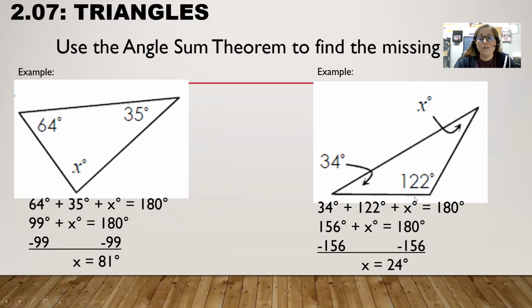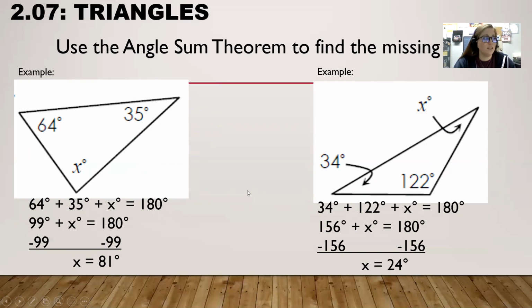Okay. This next example, we've got two angles that are labeled 34 degrees and 122 degrees. So we set this up as an equation. 34 degrees plus 122 degrees plus this missing angle of x is all equal to 180 degrees. If we add 34 plus 122, we would get 156 plus x is equal to 180. We want to subtract 156 from both sides. We get x is equal to 24 degrees. This missing angle here is 24 degrees.